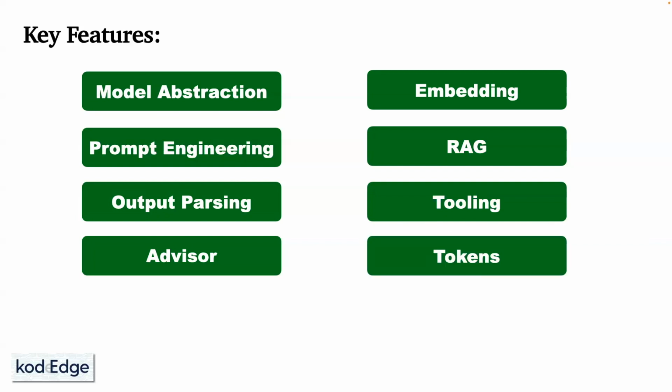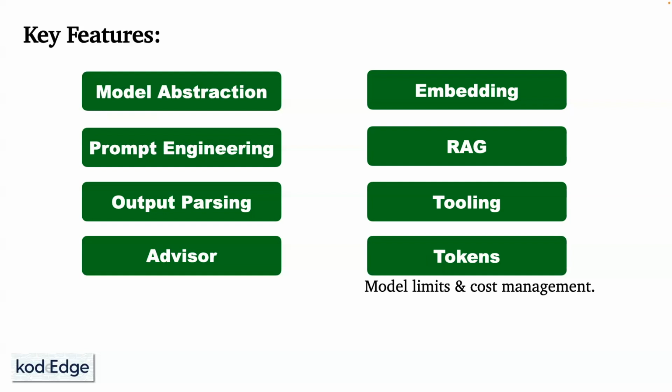Next is tokens. When input is given to the model, it converts words into tokens. And when the model returns a response, it converts it back from tokens to words. So the number of tokens in your input and output directly impacts the cost of using an AI model. Cloud providers and model APIs typically charge based on this token usage.